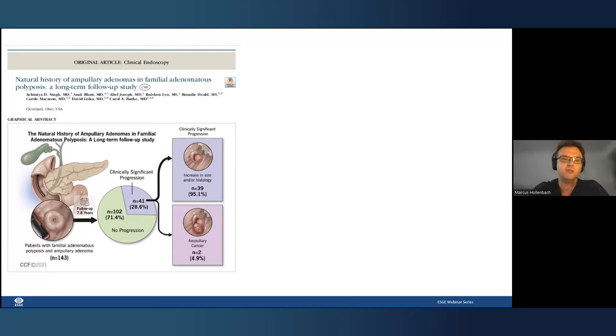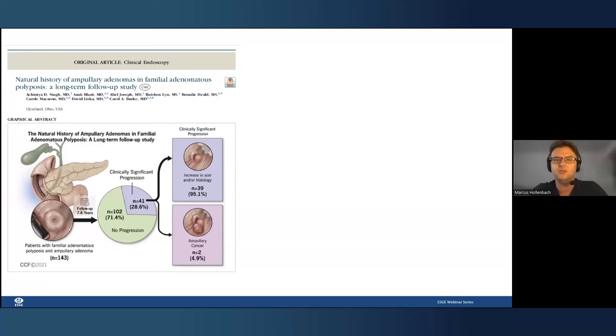in about 71% of the patients with a lesion of the ampulla of Vater, there was no progression over a time of about 7 or 8 years. That means more than 2/3 of the lesions did not show any progression and were not an indication for resection. On the other hand, about 28% of patients showed a progression into epithelial neoplasia, high-grade dysplasia, or in two cases already an ampullary cancer.